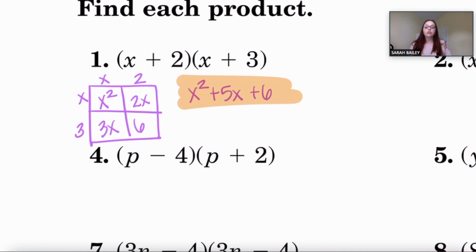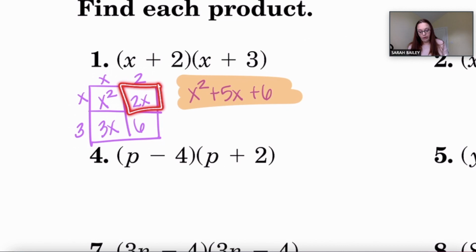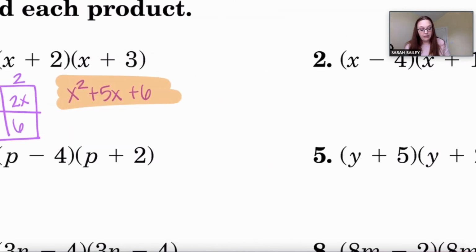So when you multiply those two binomials together, you would end up with x squared plus 5x plus 6. This box method is kind of an extension of the distributive property. And if you wanted to find the area of this entire rectangle or square, the area of this piece is x squared, the area of this piece is 2x, the area of this piece is 3x, and the area of this piece is 6. So the area of the entire thing would be the sum of all four of those pieces. Okay? Let's look at number 2.